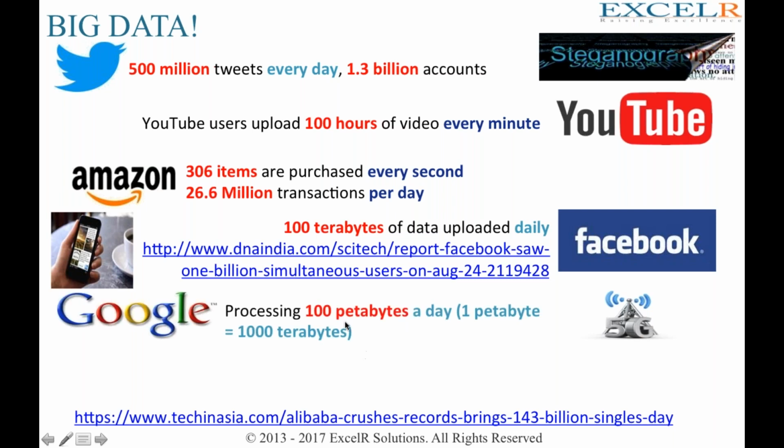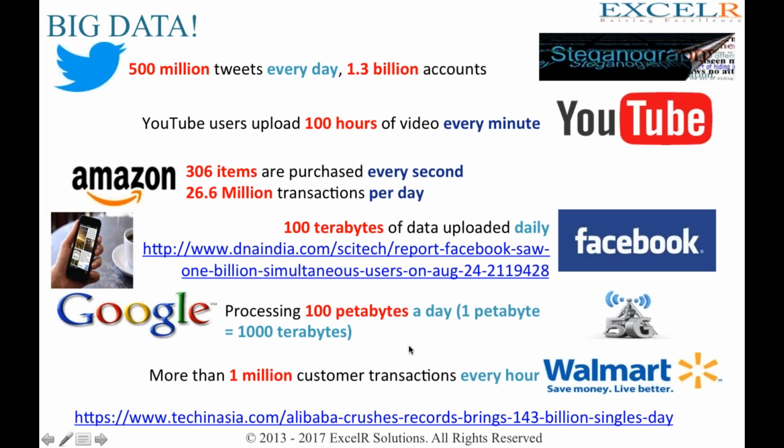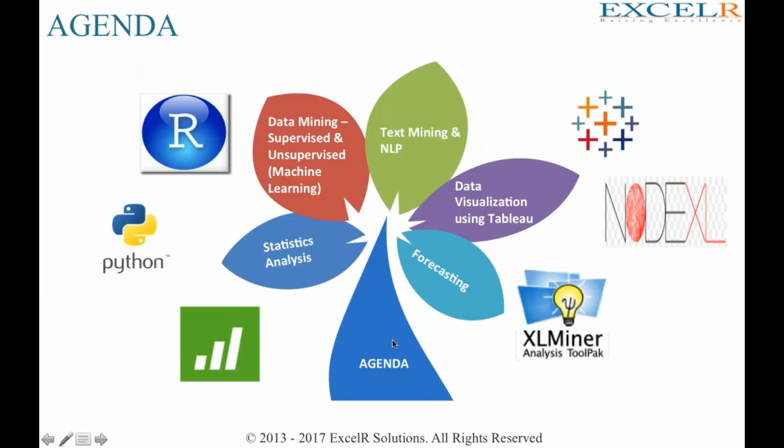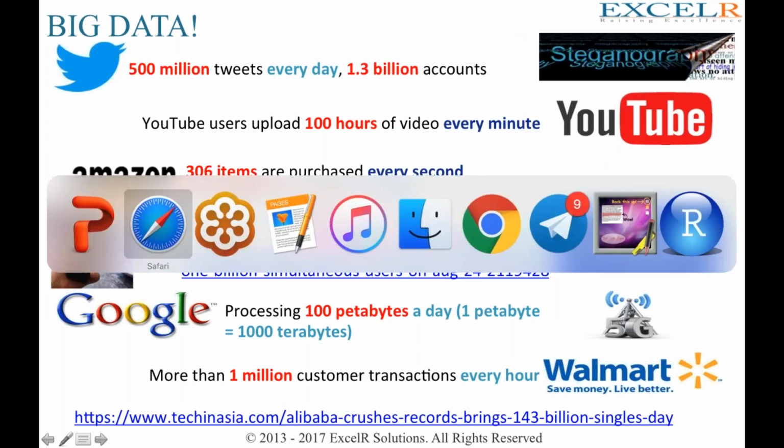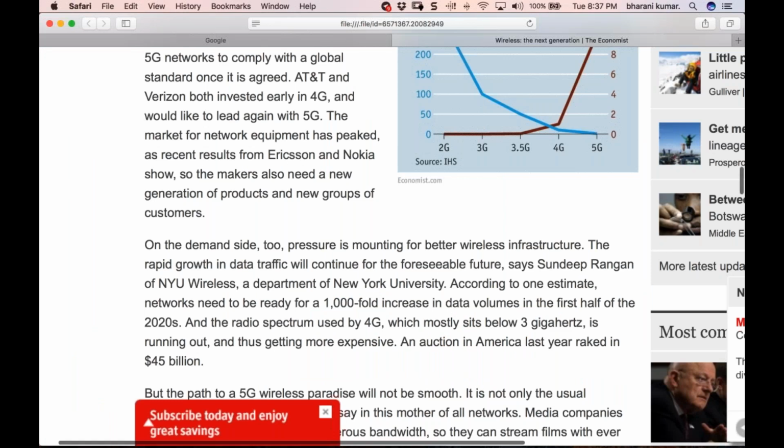Google processes 100 petabytes of data, and just to give you all a sense, 1 petabyte is 1000 terabytes, and this is going to increase thousandfold. 1 million customer transactions every hour, Walmart. What will you do with this data? Right? And this is one prime reason why Harvard has named this as the sexiest profession.